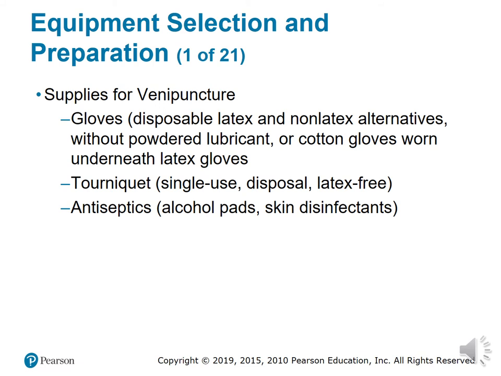All right. Equipment selection and preparation. Supplies for venipuncture: gloves, disposable latex or non-latex alternatives without powder, lubricant, or cotton gloves worn underneath latex gloves. Tourniquets, single-use disposable latex-free. Antiseptics, alcohol packs, skin disinfectant.